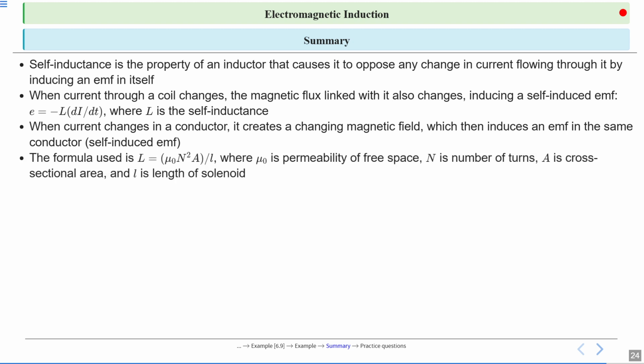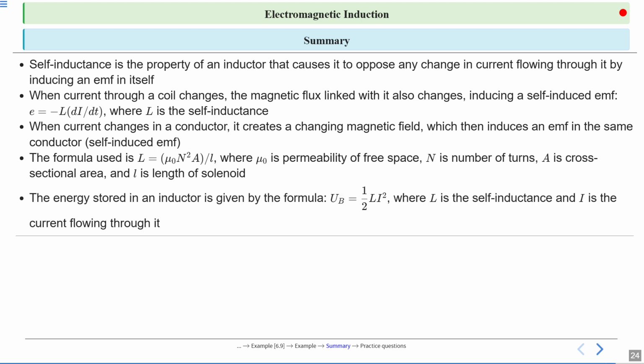The formula used is L equal to mu naught n square A upon l. That I have mentioned already. If you are using capital N, the number of turns only, then l will go in the denominator. So both are valid expressions. Here mu naught is the permeability of free space, N is the number of turns, A is the cross-sectional area, and small l is the length of the solenoid. The energy stored in an inductor is given by the formula U_B equal to half L I square, where L is the self-inductance and I is the current flowing through it.